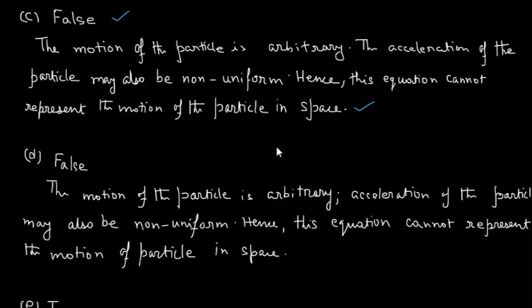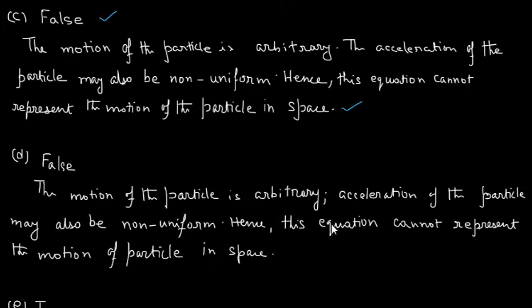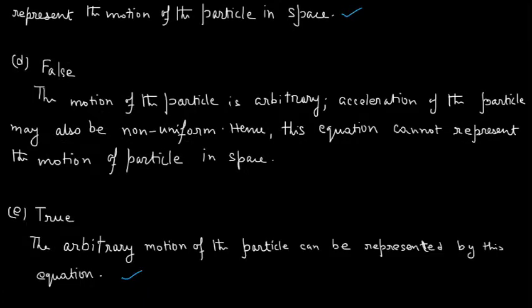C, false. The motion of the particle is arbitrary. The acceleration of the particle may also be non-uniform. Hence, this equation cannot represent the motion of the particle in space. D, false. The motion of the particle is arbitrary. Acceleration of the particle may also be non-uniform. Hence, the equation cannot represent the motion of the particle in space. E, true. The arbitrary motion of the particle can be represented by this equation.